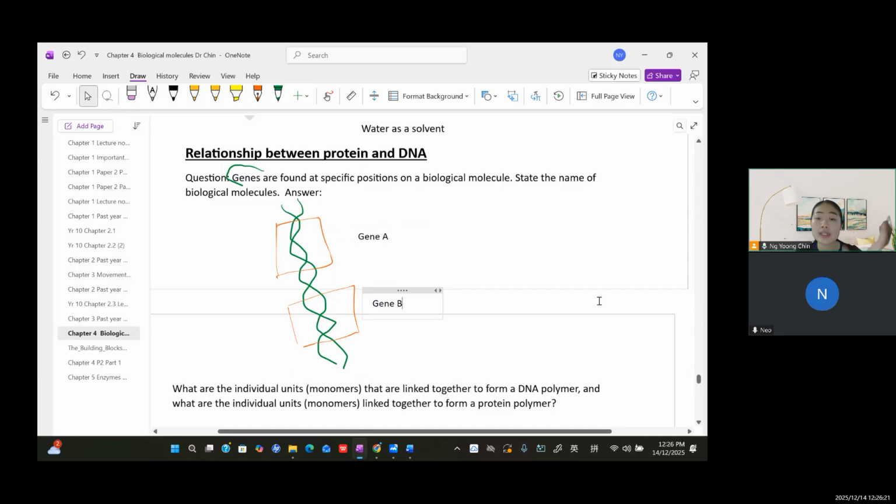Later, they can use the information in gene A to code for protein A. And then this is gene B. They can use the information stored inside gene B, undergo transcription and translation, and then it becomes protein B. So this shows that genes are found at specific positions on a biological molecule. What kind of biological molecule can you discover genes in? The answer is DNA. Correct, DNA.